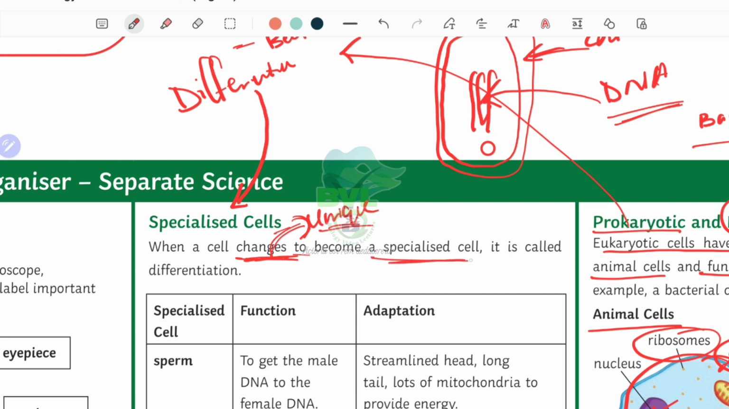Then they become specialized, which means they can perform a specific function. Let me give you a quick instance of that.